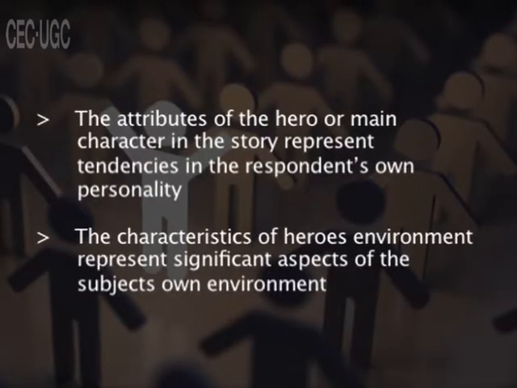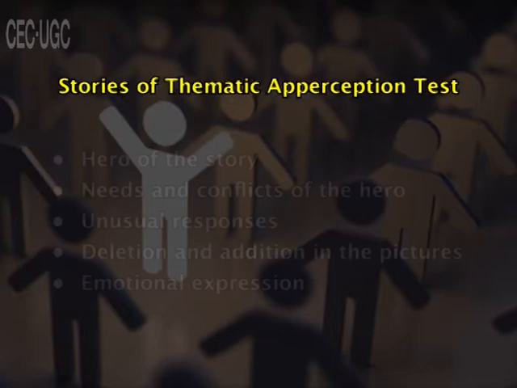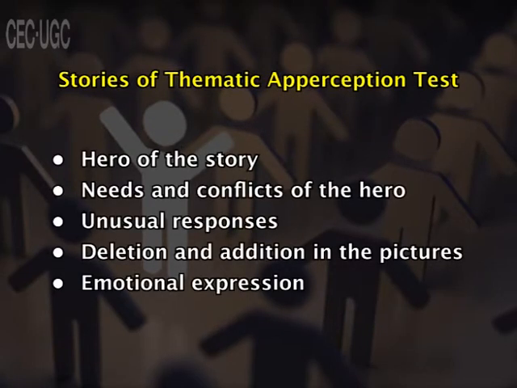In TAT, the 2 assumptions that guide interpretation and analysis are, first, that the attributes of the hero or main character in the story represent tendencies in the respondent's own personality, and secondly, that the characteristics of the hero's environment represent significant aspects of the subject's own environment. The stories of the thematic apperception test are scored on these contents: hero of the story, needs and conflicts of the hero, unusual responses, deletion and addition in the pictures, and emotional expression.